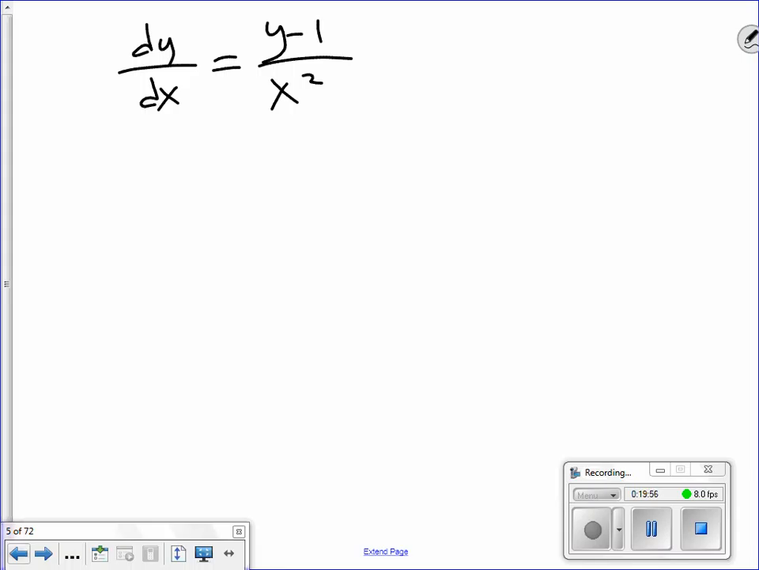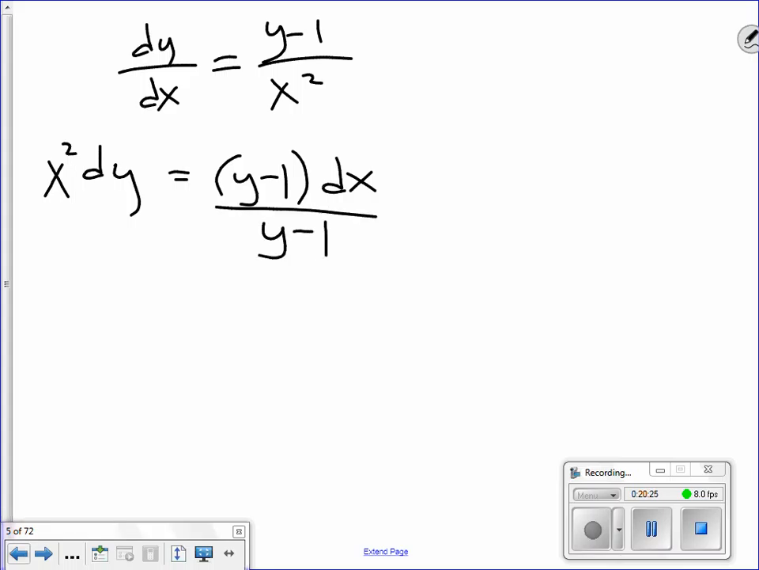Oh, you want to cross multiply first? Fine. Okay. So x squared dy equals y minus 1 dx. And we'll divide each side by y minus 1, and then divide each side by x squared. It seems like a lot of work. I know you don't want to be wrong, so I don't want to discourage you from taking all these steps. Fine. So divide each side by y minus 1, and then divide each side by x squared.